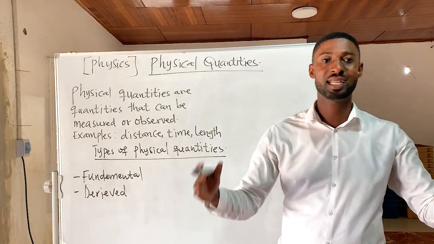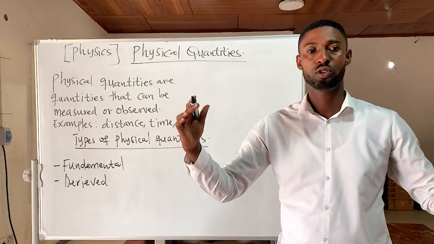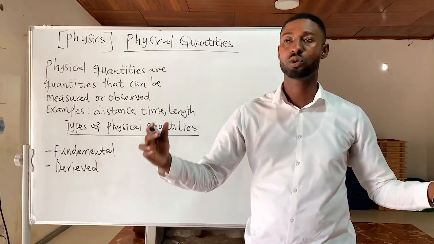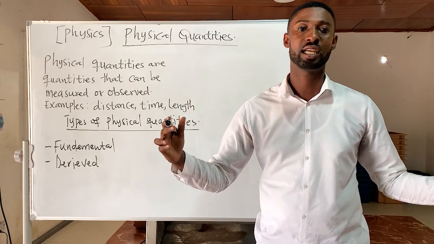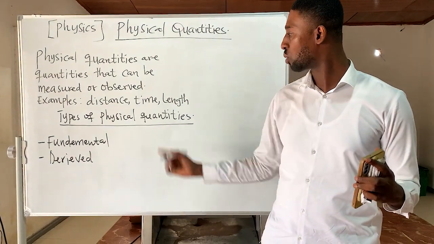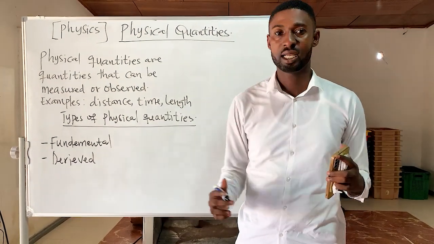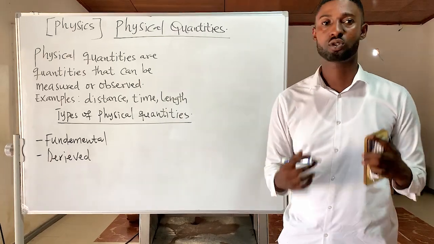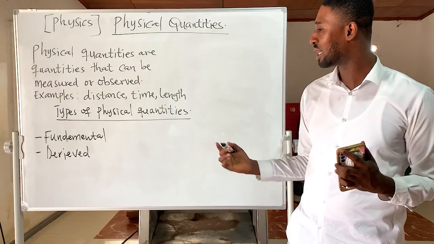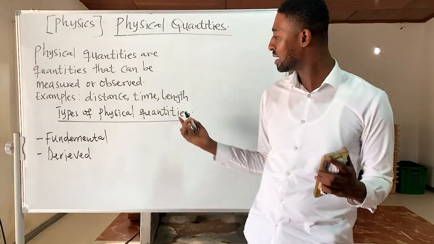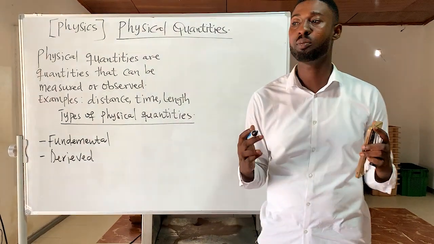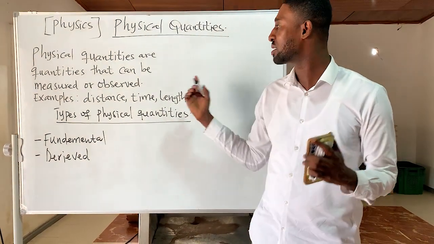Remember, we can measure the distance between two objects using what we call a meter rule. We can use a meter rule to measure distance. We can also use a micrometer screw gauge and vernier caliper to measure distance. We can also measure time, because time is also a physical quantity. To measure time, we can use a stop clock or watch. And finally, we can also measure the length between two objects. So any quantity that can be measured is what we call a physical quantity.